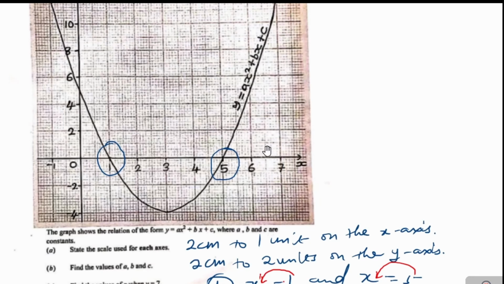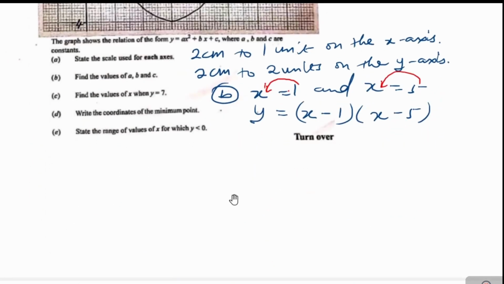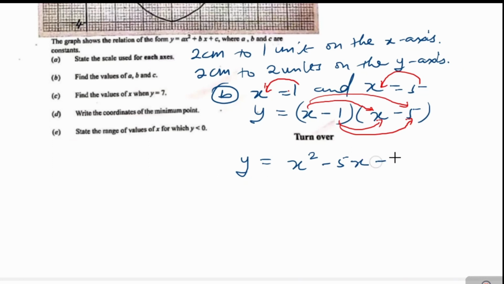Then, because of the way the relation is stated in the question, we will now have to expand this to get it in the form the question wanted. We'll be using the distributive property where the x will multiply the x, multiply the negative 5, and the negative 1 will multiply the x and multiply the negative 5. So by using the distributive property, this becomes x squared, because x times x is x squared, x times negative 5 is negative 5x, negative 1 times x will be negative x, negative 1 times negative 5 will be positive 5.